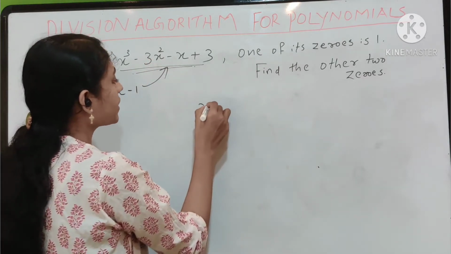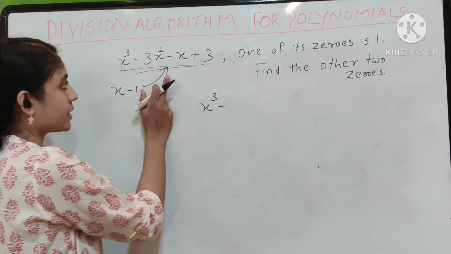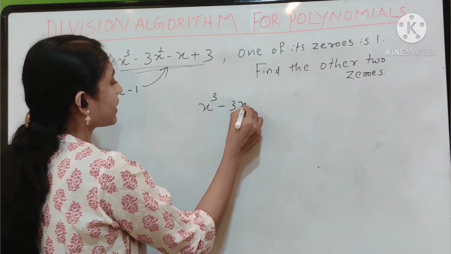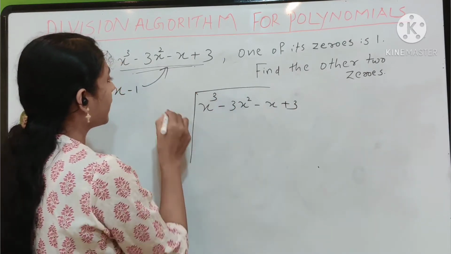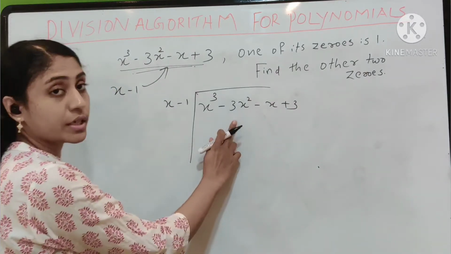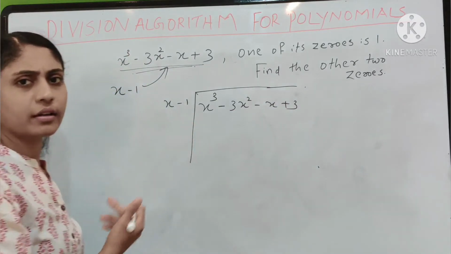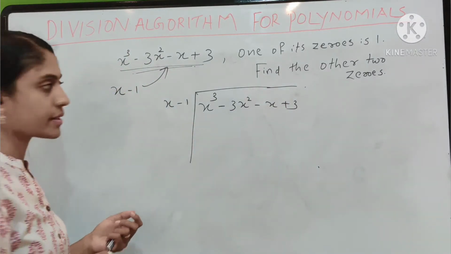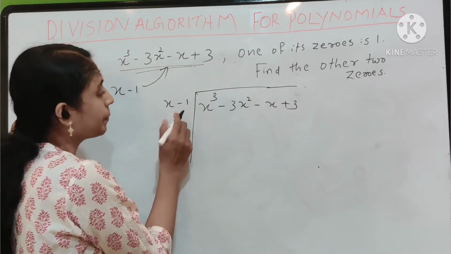How will we find the other 2 zeros? By dividing this with this. So x cube minus 3x square minus x plus 3 divided by x minus 1. This one is called the divisor, and this one is called the dividend. So how will we divide? We studied this in our lower classes, right? How will we divide this polynomial by the factor x minus 1?